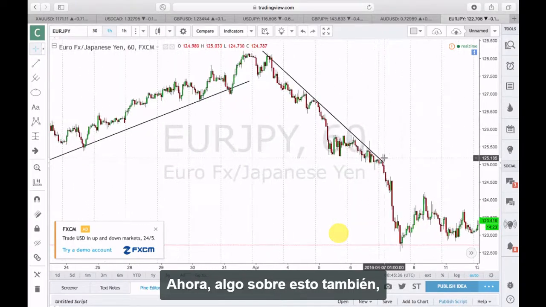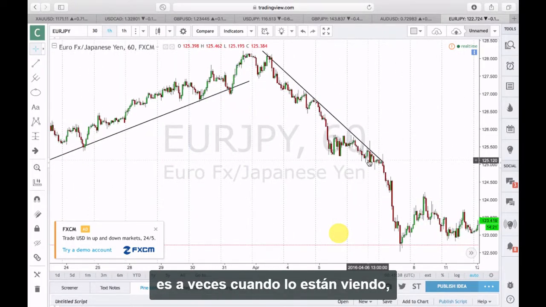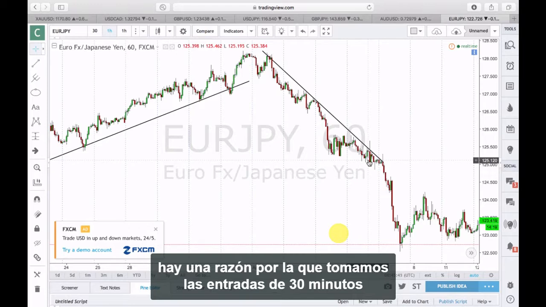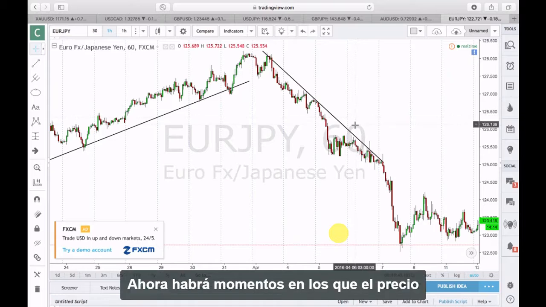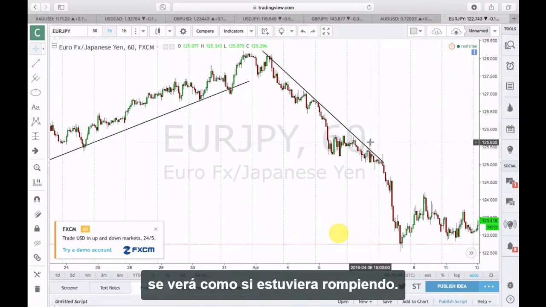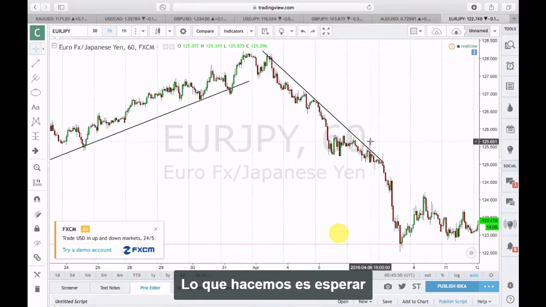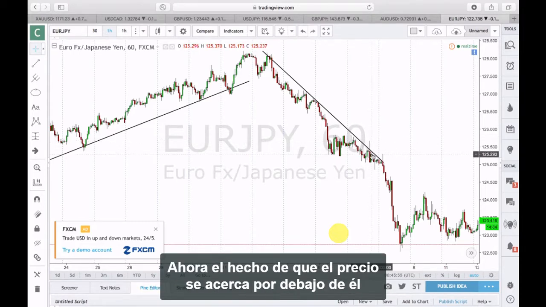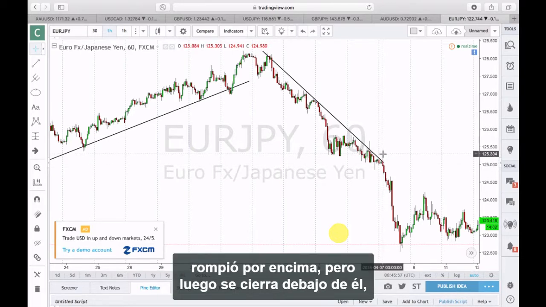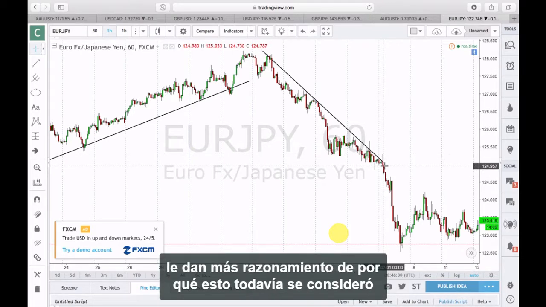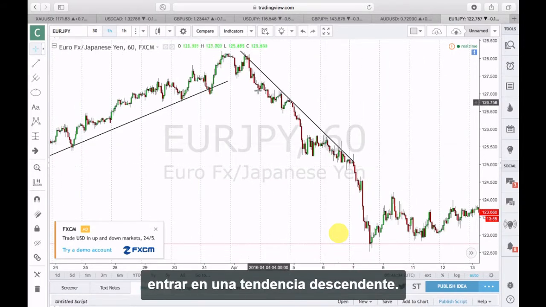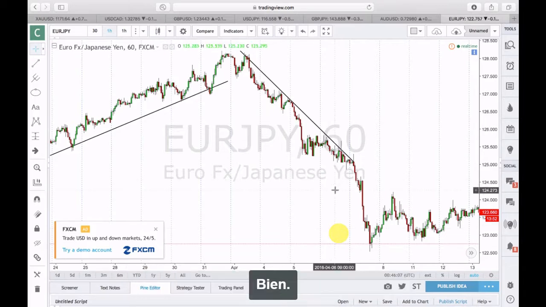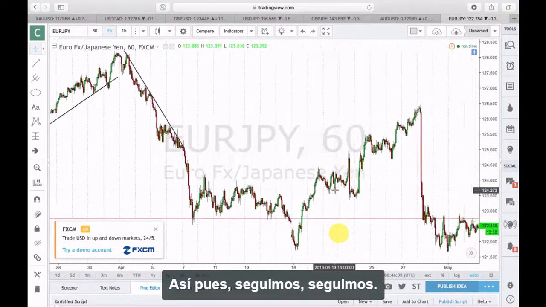Now the thing about the trend lines is sometimes when you're watching it, there's a reason why we take entries off the 30-minute to confirm, okay? Now, there's going to be times where price will look like it is breaking. What we do is we wait and we are patient to see what happens. Now, the fact that price closed underneath it and respected it and did the same thing here, broke above, but then it closed underneath it, gives you more reasoning of why this was still considered to be going into a downtrend, okay? So we continue, we look again.